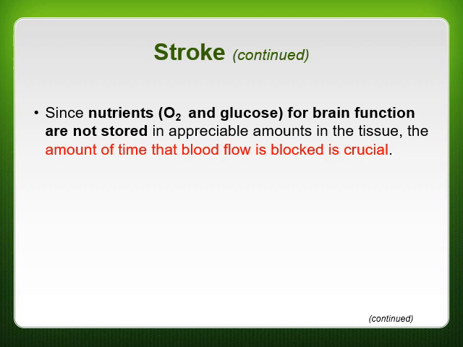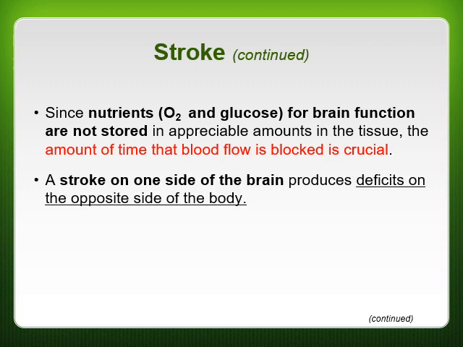So the brain needs stuff from the body, much like all the rest of your organs and body parts. Nutrients like oxygen and glucose for brain function are not stored in big amounts in the tissue of the brain. All right, so they're not keeping some stashed away for a rainy day. So the amount of time for which the blood flow is blocked to the brain is crucial when it comes to seeing how much of an effect this will have in terms of functioning. Obviously, the longer it is blocked, you can expect the more damage that will result.